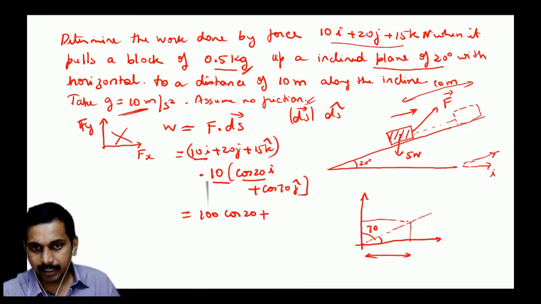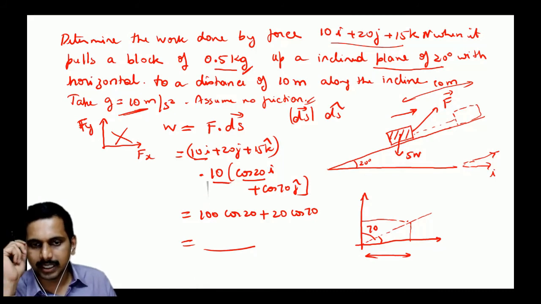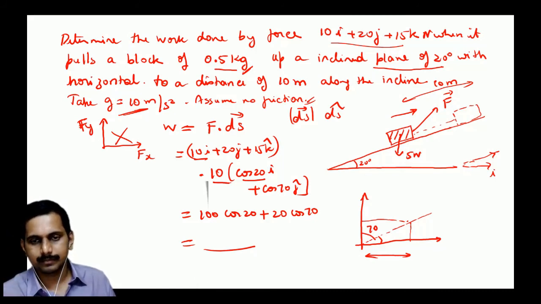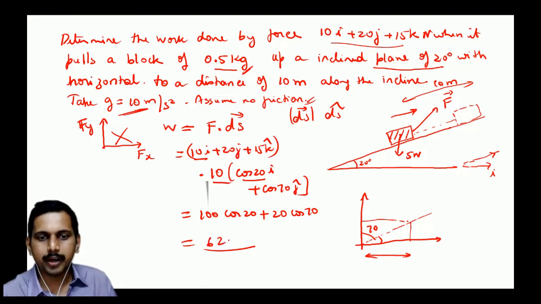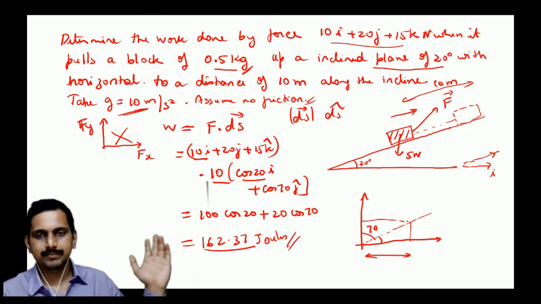And here we have 20 cos 70. That's it. You will get one number. Whenever you use dot product, you get a number, students. Tell me what is that number? 162.37. No, 162.37 joules. Simple. Got it?